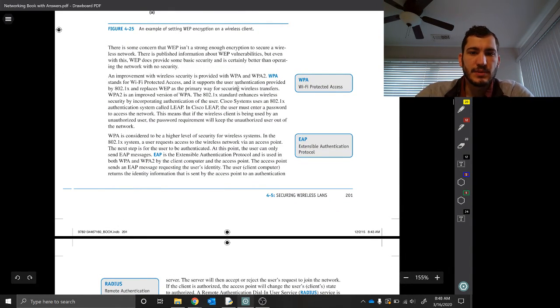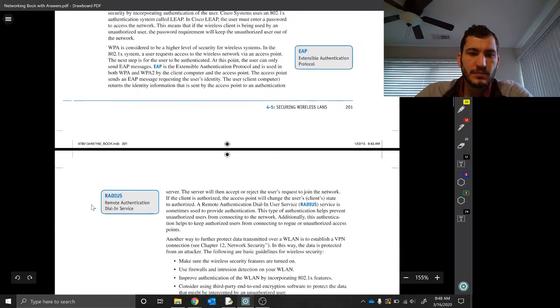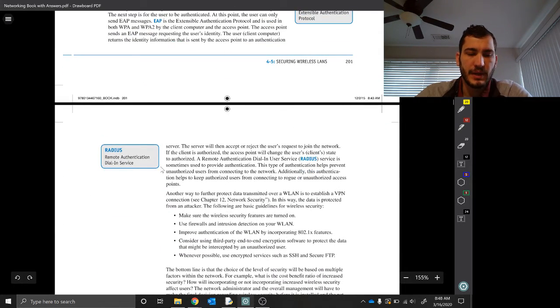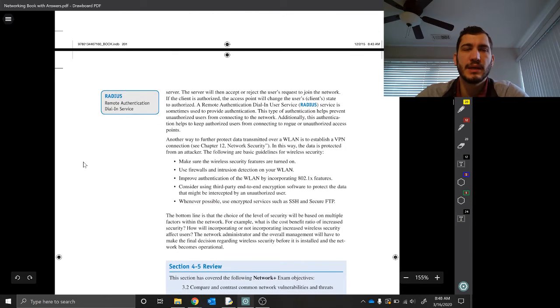So that's basically what's going on in here. RADIUS, again, Remote Authentication Dial-In User Service, that is the AAA. That is the type of authentication where it checks who you are. Are you who you say you are? Do you get access, and what are you doing?